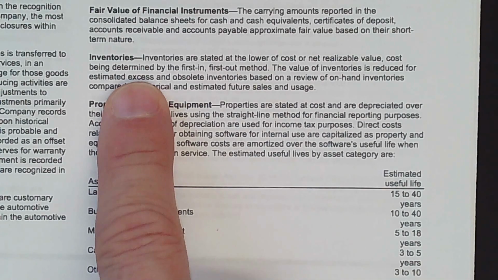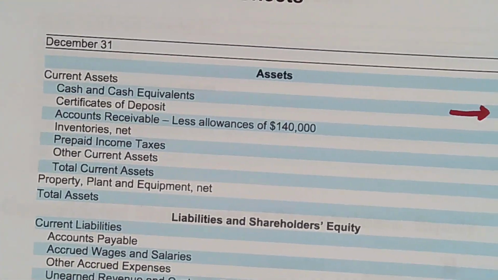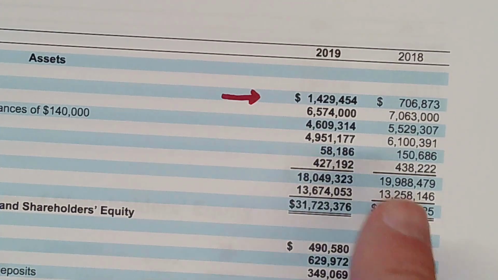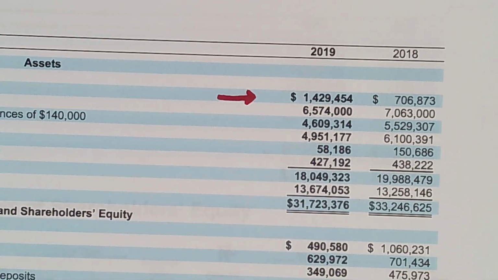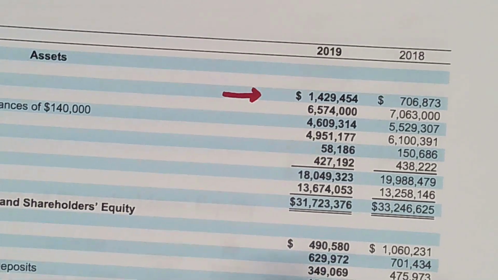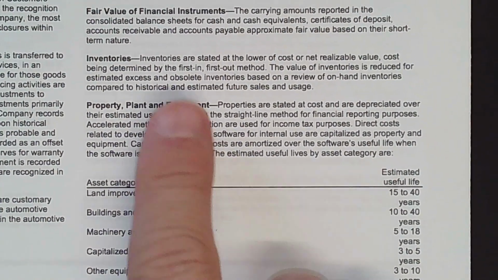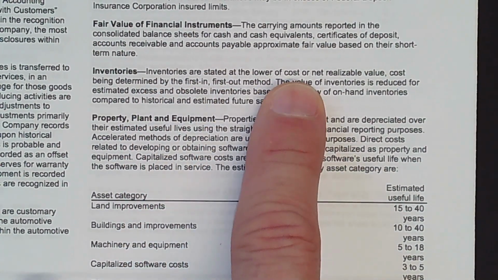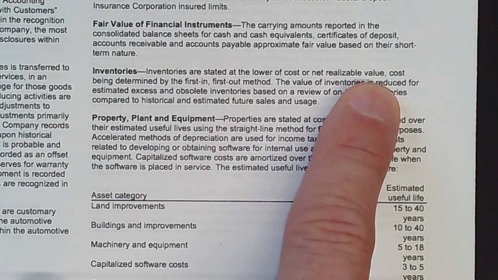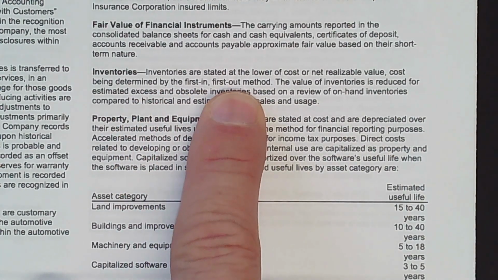Inventories, another big item on their balance sheet. If we look at inventories, their inventories are almost $5 million. Last year they were $6.1 million. So it's a big number relative to their overall assets of $31 million. So how do they handle inventories? Well, inventories are stated at the lower of cost or net realizable value. What the heck does that mean? And then cost is determined using first in, first out. What the heck does that mean?